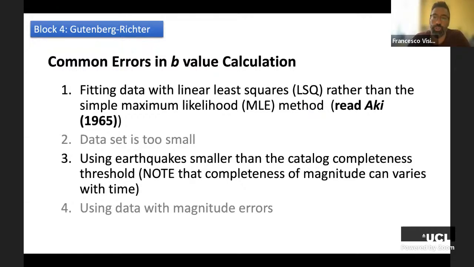And what are the most common errors we usually make? I identified 4 most common errors. I will show you just number 1 and number 3. The first is fitting the data with least squares instead of maximum likelihood. The second is the data set being too small. The third is using earthquakes smaller than the catalog completeness. And then there is a 4th error, using data with magnitude errors.